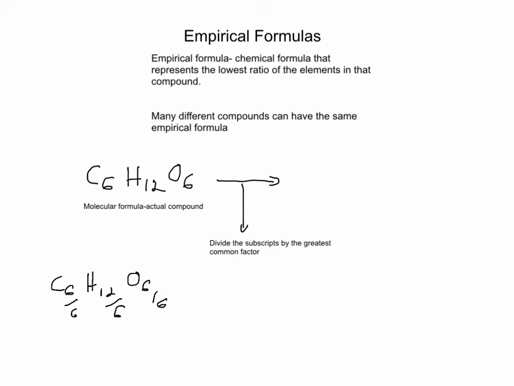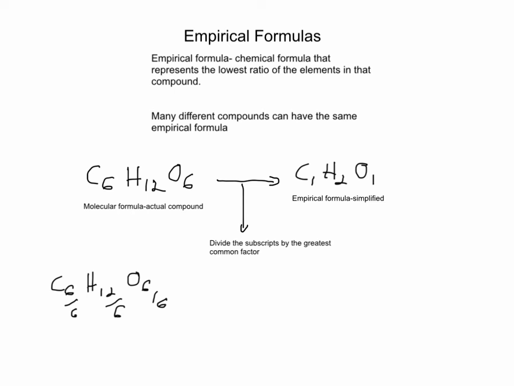And what I end up with is C1, H2, O1. And this is the empirical formula. This is simplified. And what it tells us is that in this compound, the ratio of carbon to hydrogen is 1 to 2, and the relationship between carbon and oxygen is 1 to 1, and the ratio of hydrogen to oxygen is 2 to 1.